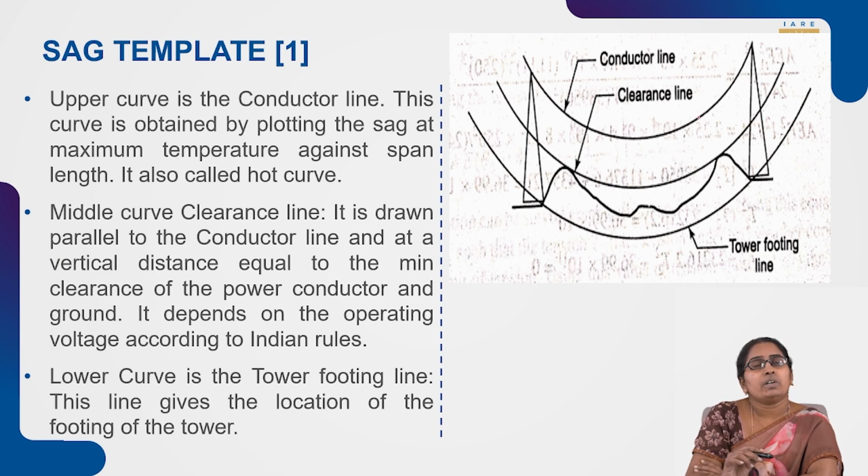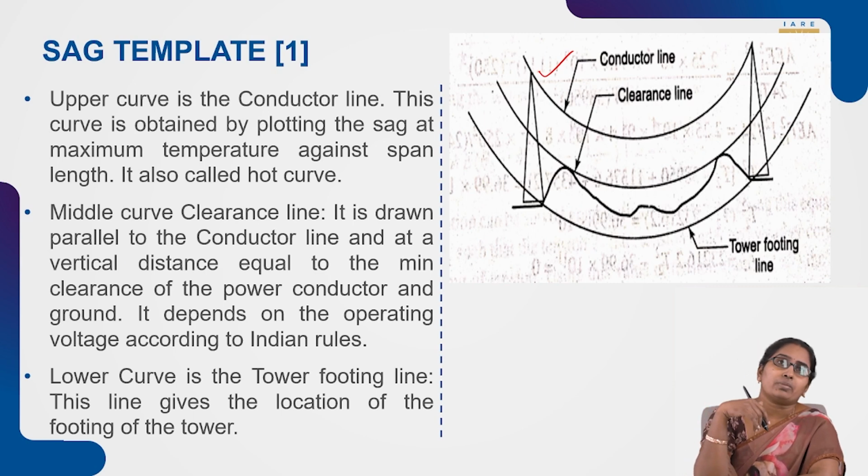Now see what these are. The upper curve is the conductor line, as you can see in the diagram. This curve is obtained by plotting the sag against span length at maximum temperature. It is also called the hot curve.